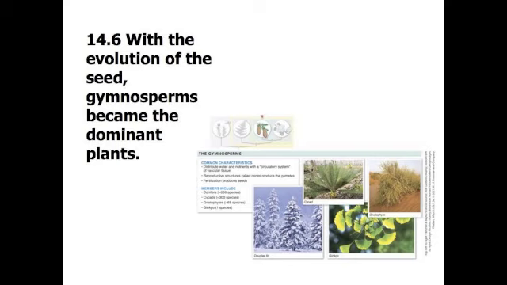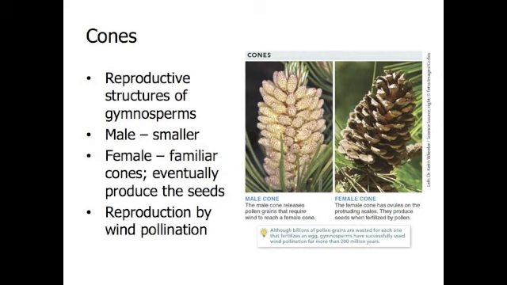Many of these conifers have needle-like leaves, but that is not true of all gymnosperms. The ginkgo has distinctive fan-shaped leaves, and cycads have a palm-like frond with many small leaflets. Both are nearly identical to fossils from the Mesozoic era. So the reproductive structures of gymnosperms, the cones, are either male or female.